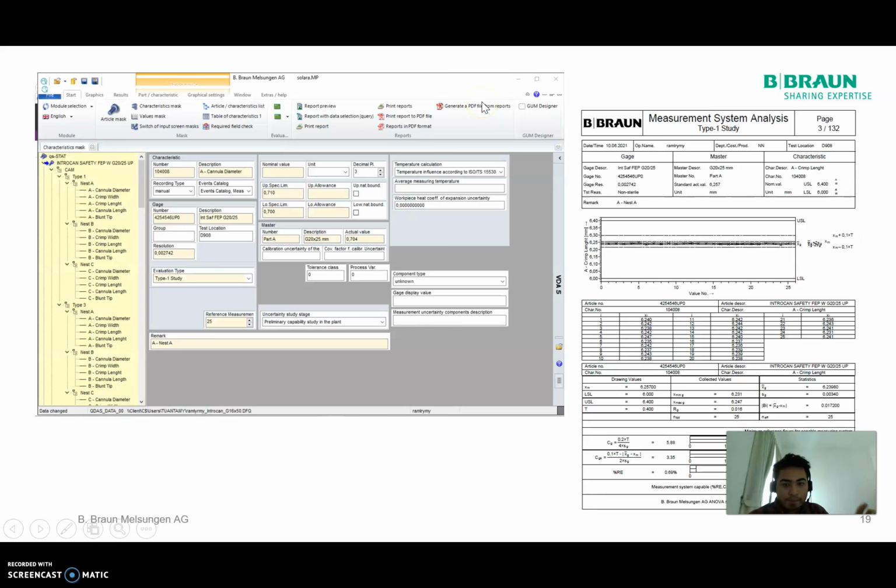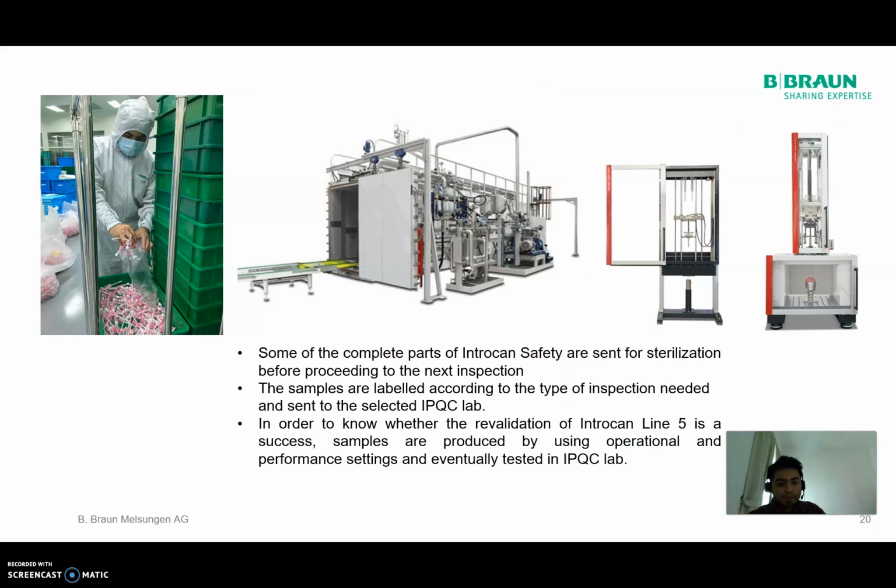process. This is the interface of Solara, which is a toolkit for the MSA report. Some of the completed parts of an Introcan Safety are sent for sterilization before proceeding to the next inspection. The samples are labeled according to the type of inspection needed and sent to the selected IPQC lab.